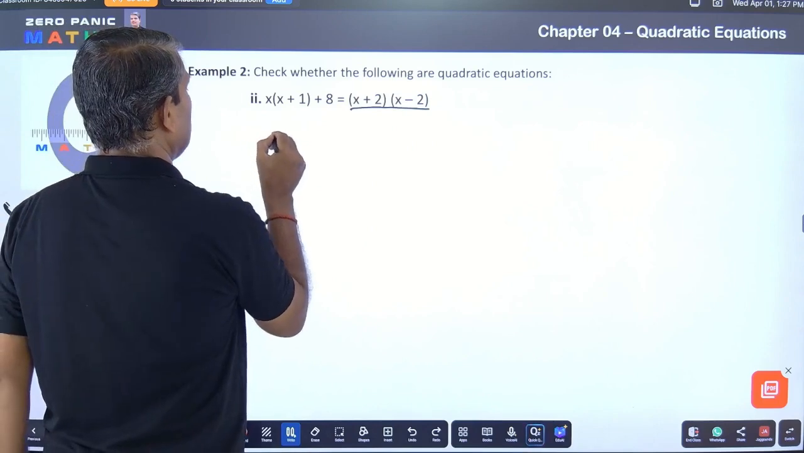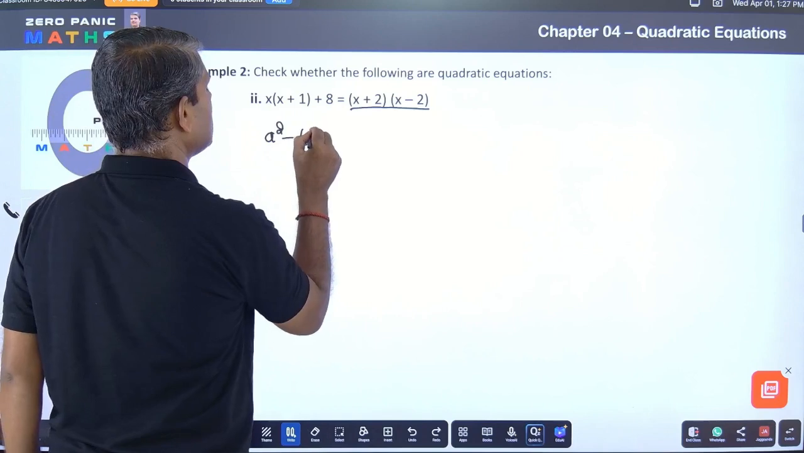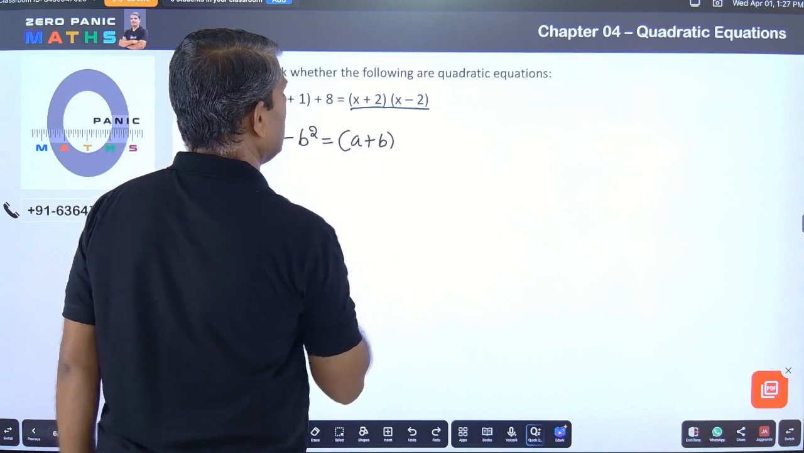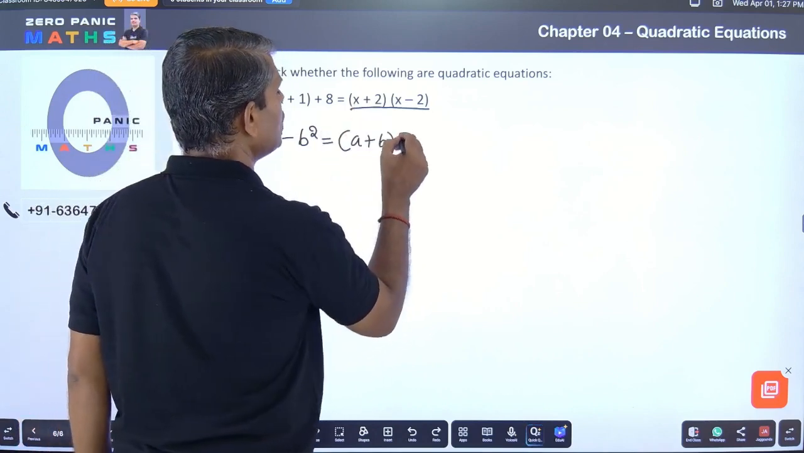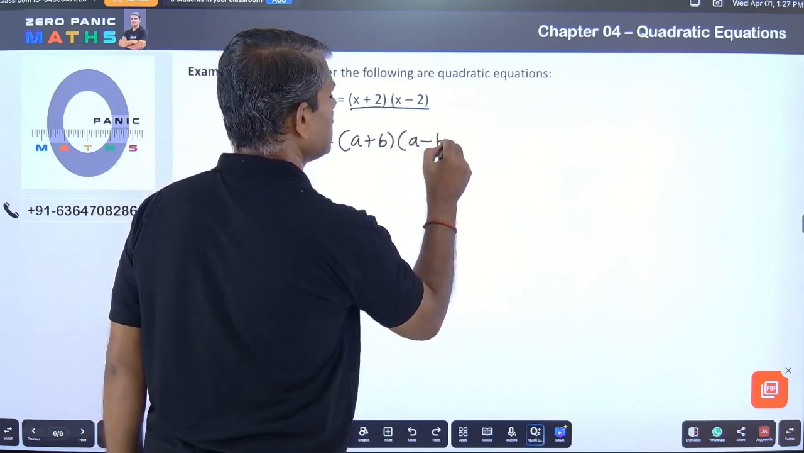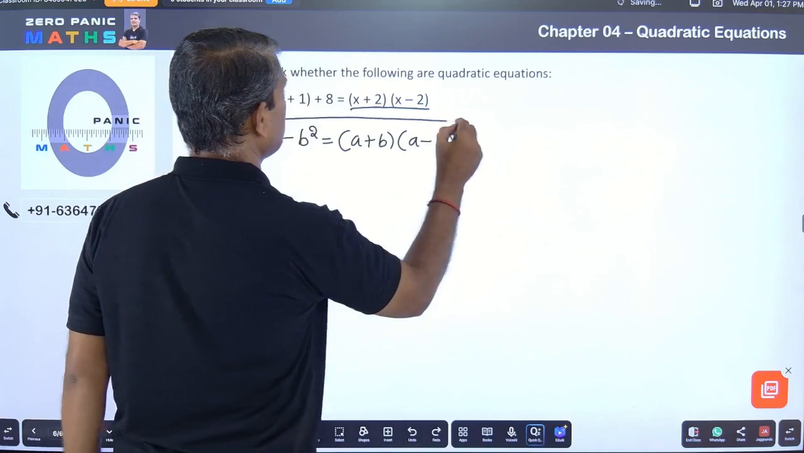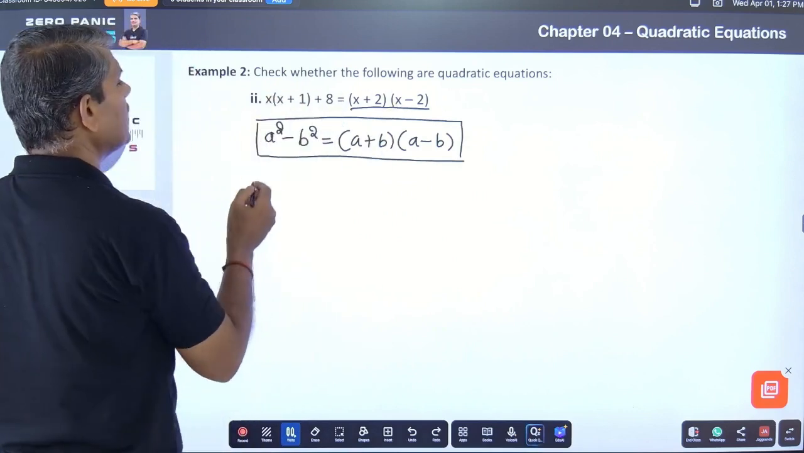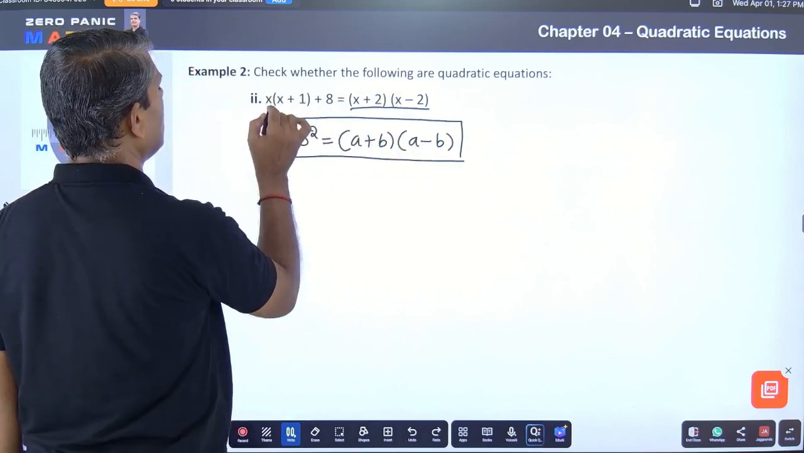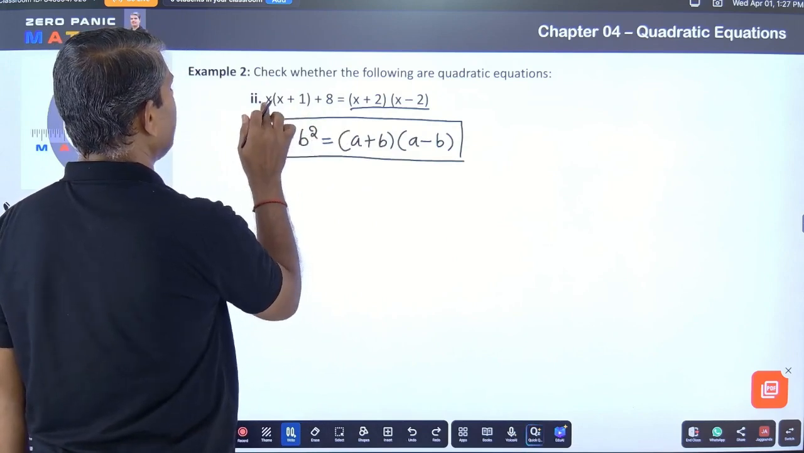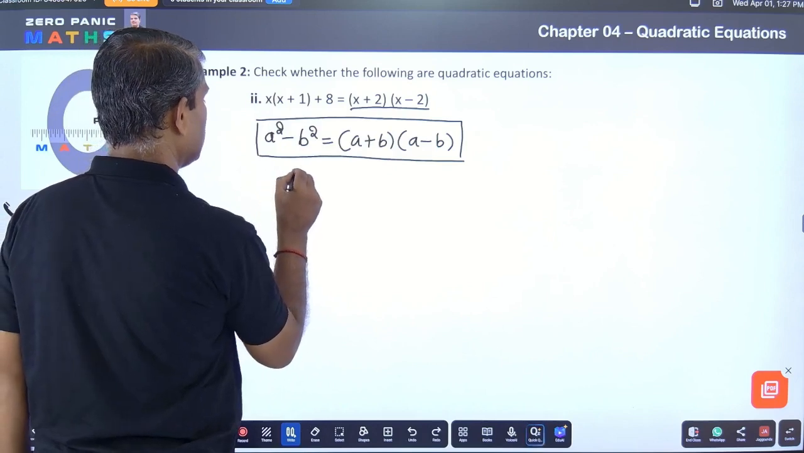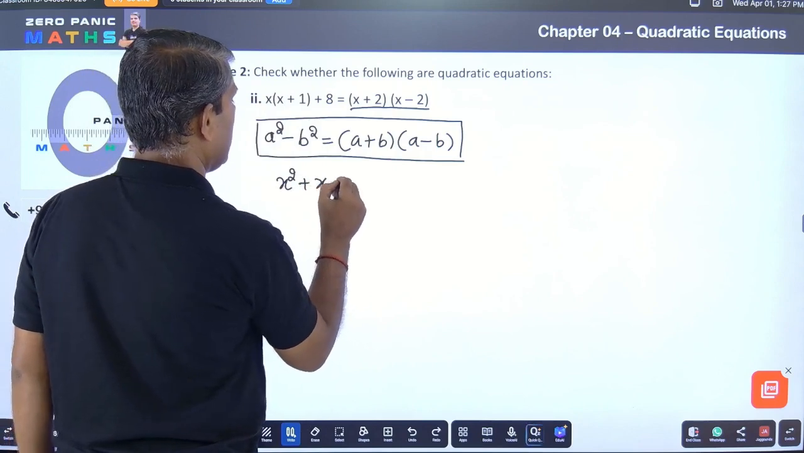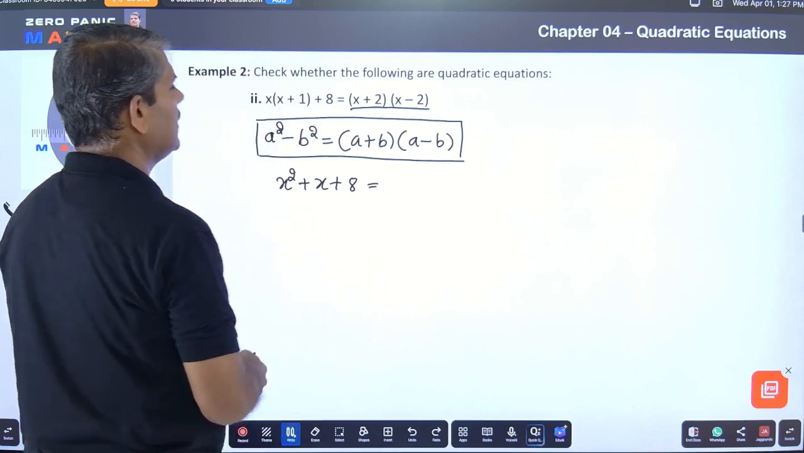So I'll write that also. A square minus b square is equal to a plus b times a minus b, where a is x and b is 2. Okay, remember this formula? Let us resolve that right side by using this formula, and the left side as it is. X into x, x square, left side. X into 1 is x, plus 8. We're keeping as it is, right?